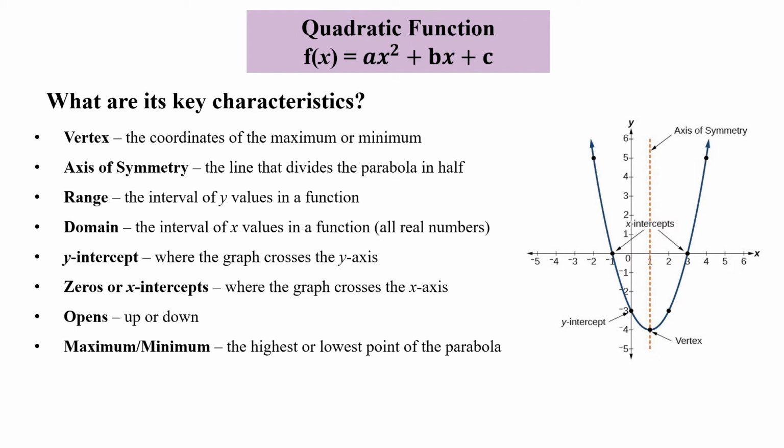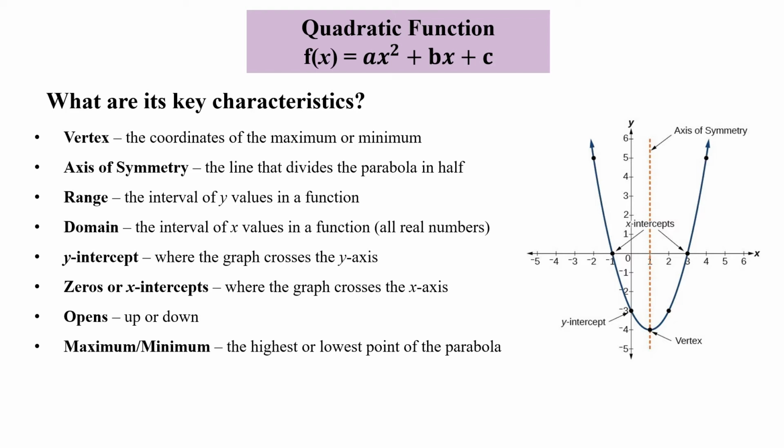The range is the interval of y values in a function. The y value of the vertex is the lowest that it can be. But we can have any other number above that to be my y coordinate. So therefore, in this graph, the range would be the y values that are greater than or equal to -4. So every y value would be greater than or equal to -4.